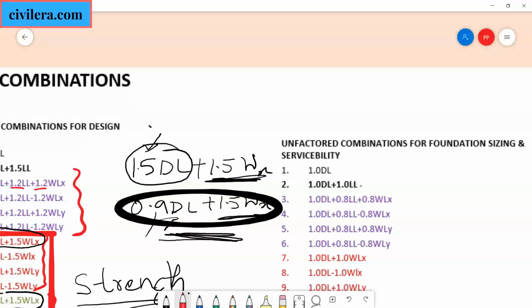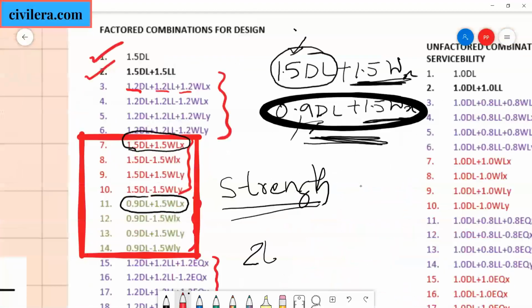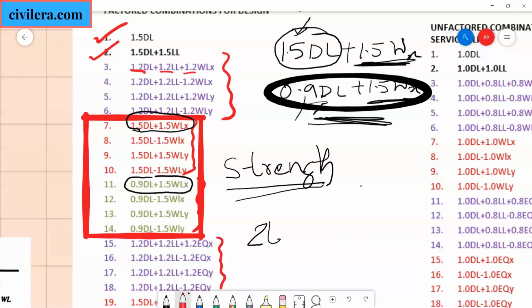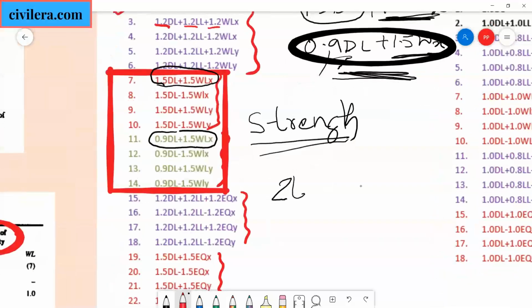I hope you are getting my point clearly, right? I have sketched and explained this. So that's the reason for having this particular combination in your structure. This is only one reason, one among the two reasons that I'm going to tell you. So this is one of the easiest reasons.